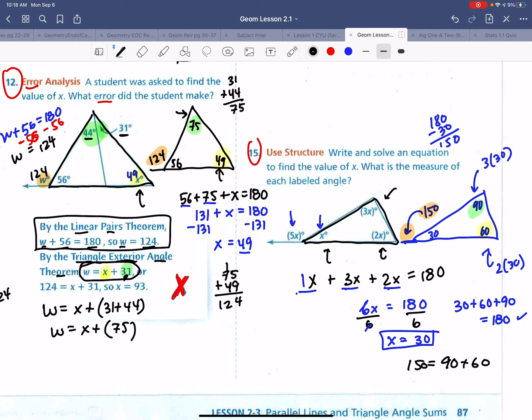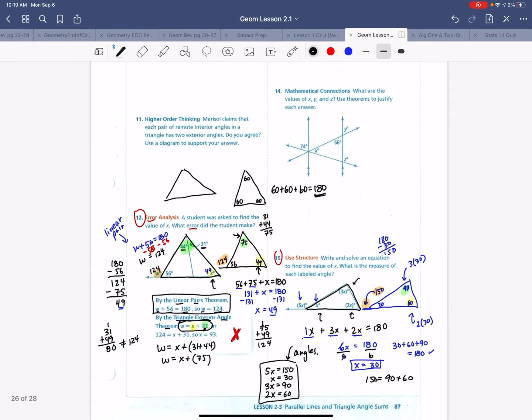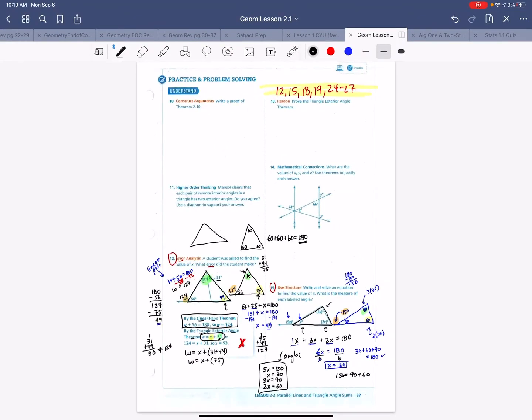So it says, write and solve an equation using x. What is the measure of each labeled angle? So we found the measure of each labeled angle. 5x is equal to 150, right? X is equal to 30. The 3x is equal to 90. And the 2x is equal to 60. Here are all the angles. Nice work.